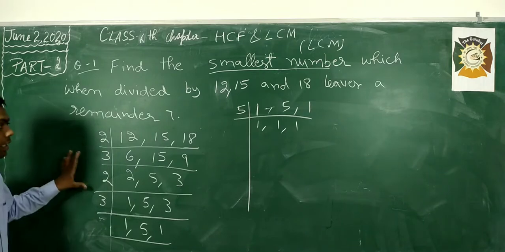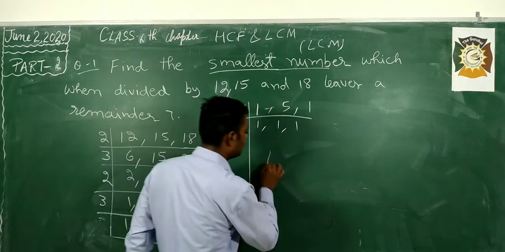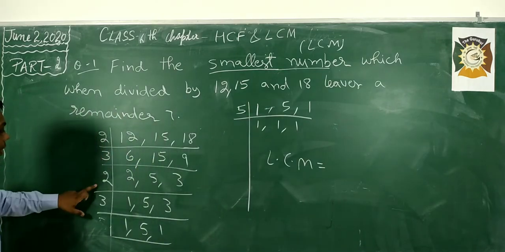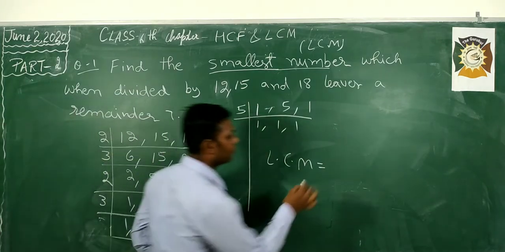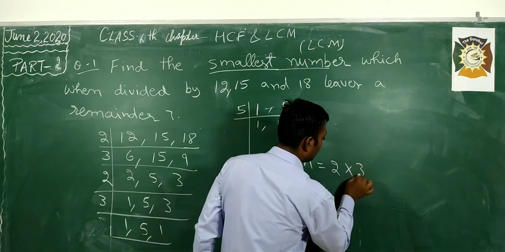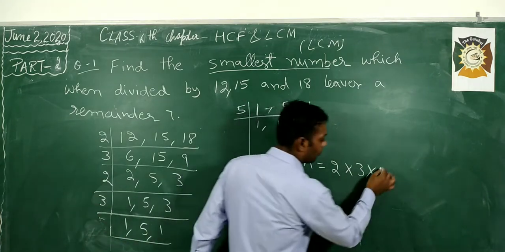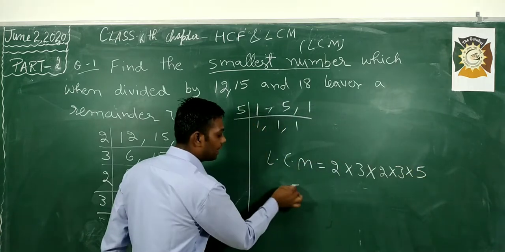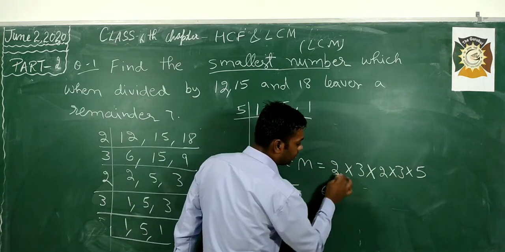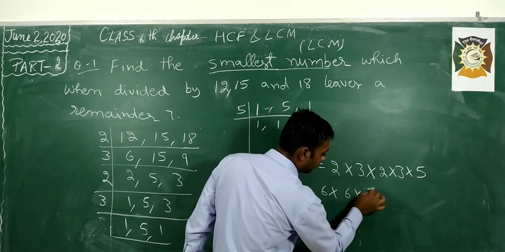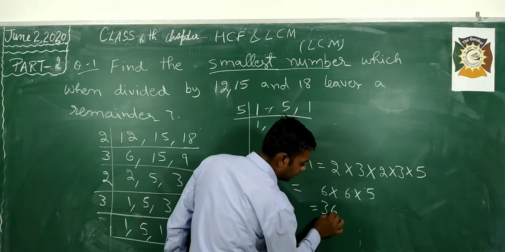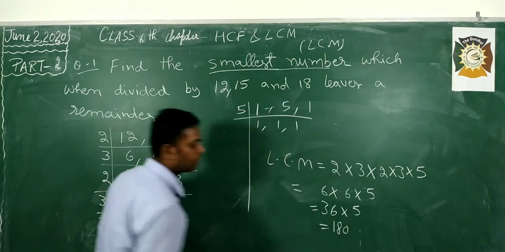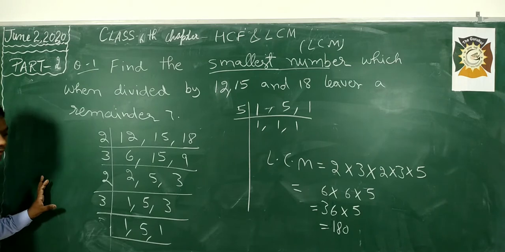Now we have to find their LCM. The LCM of these numbers is the multiplication of their prime factors, that is 2 multiply 3 multiply 2, 3 and 5. 2 into 3 is 6, 2 into 3 is 6, then 6 into 6 is 36, into 5 is equal to 180. The LCM of these three numbers is 180.